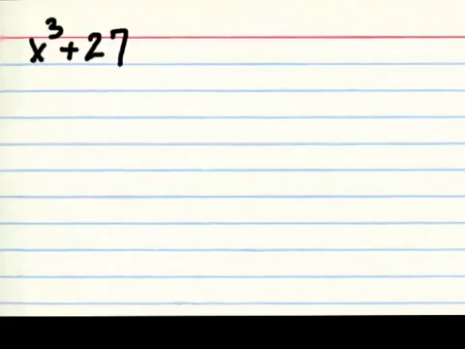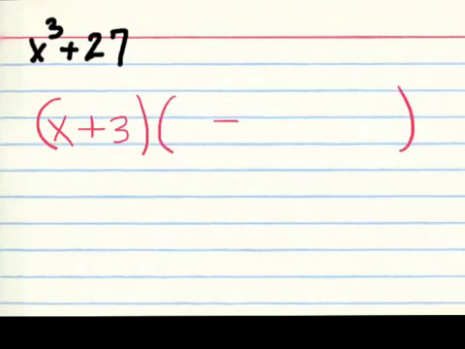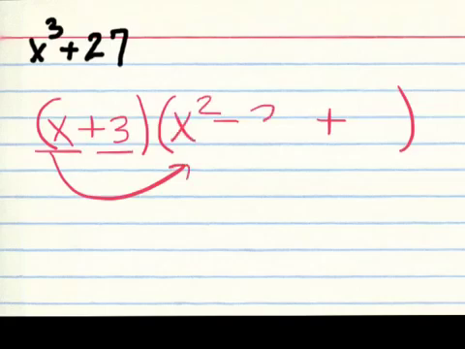For the practice problem, you should have x plus 3 to start with. Those are the cube roots. And then for the back half, you need a minus and then a plus. So square this one to get x squared, multiply them together to get 3x, and then square that to get 9.